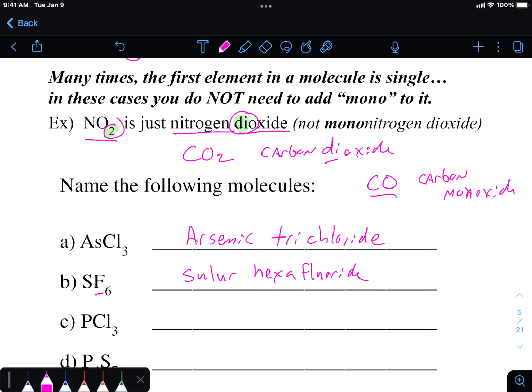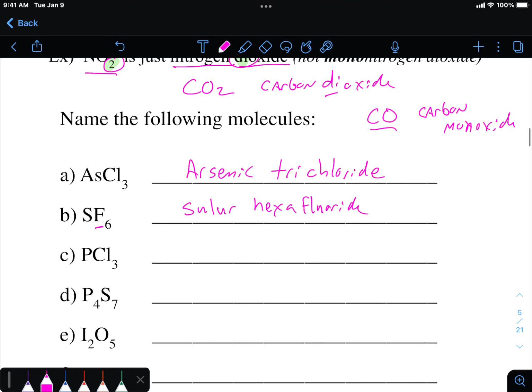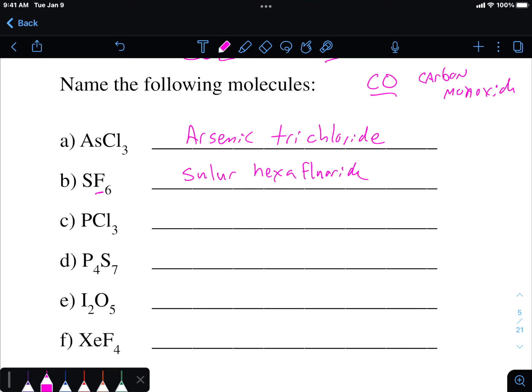Now, this is a minor point. It's not a big deal. You're not going to lose points over anything like this. But I'm just kind of explaining how and why the A is used, okay? Not a big deal. Okay, PCl3. Amanda, what do you think? How would we name that? Phosphorus trichloride. Yes.